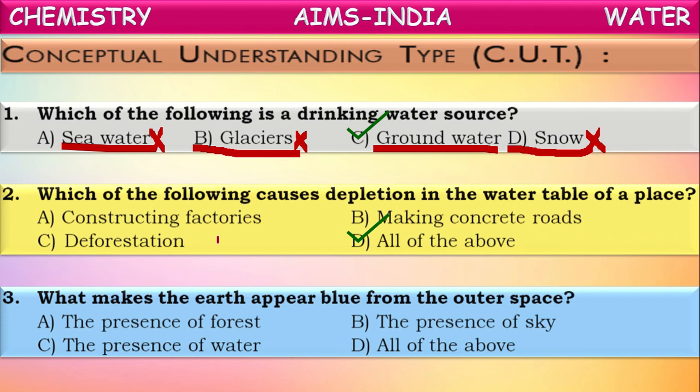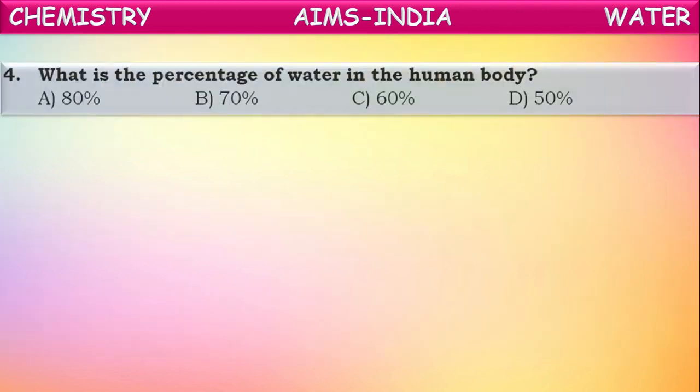We know our earth is almost 3/4 covered with water, isn't it? That's why, by the presence of this water, our earth appears blue in color when you see it from outer space. Okay, because of the presence of water. Next one, what is the percentage of water in the human body?